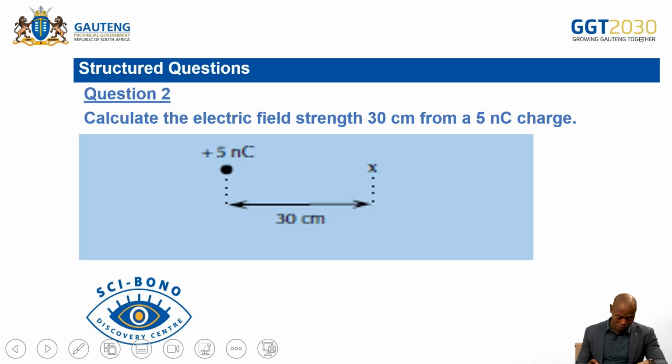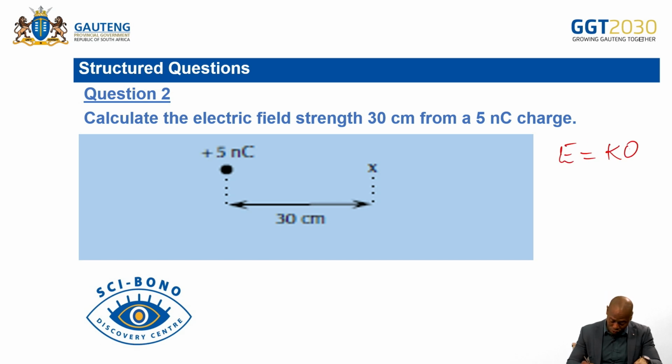Right, so now let's look at the structured questions on electric field at a point. Calculate the electric field strength, which is the electric field at a point, 30 centimeters from a 5 nanocoulomb charge. There are two equations that you can use to calculate electric field at a point: E equals F over Q, and E equals kQ over r squared. Which one to use here, since we're given the distance? Obviously, it should be E equals kQ over r squared.